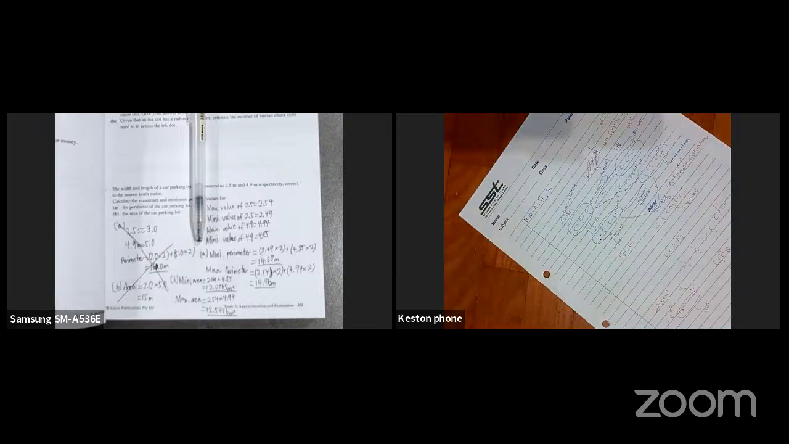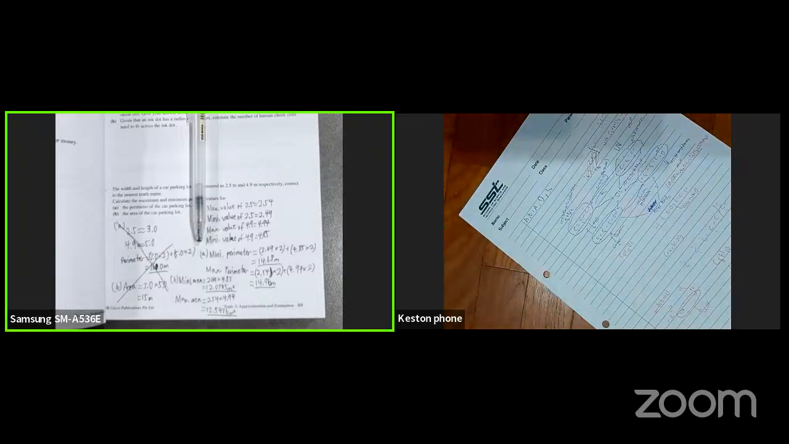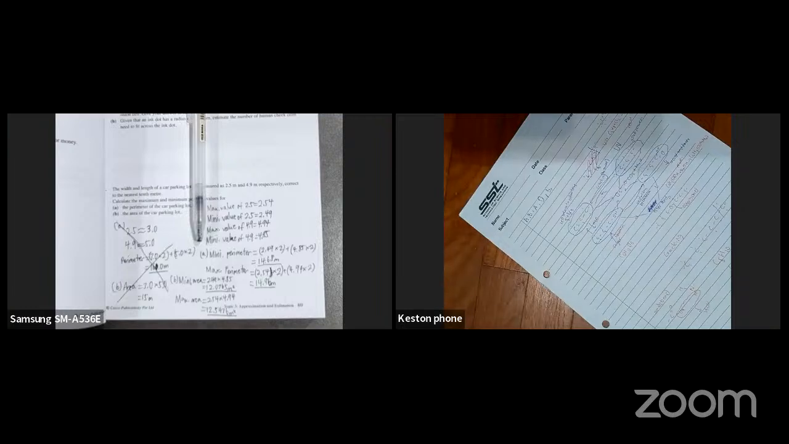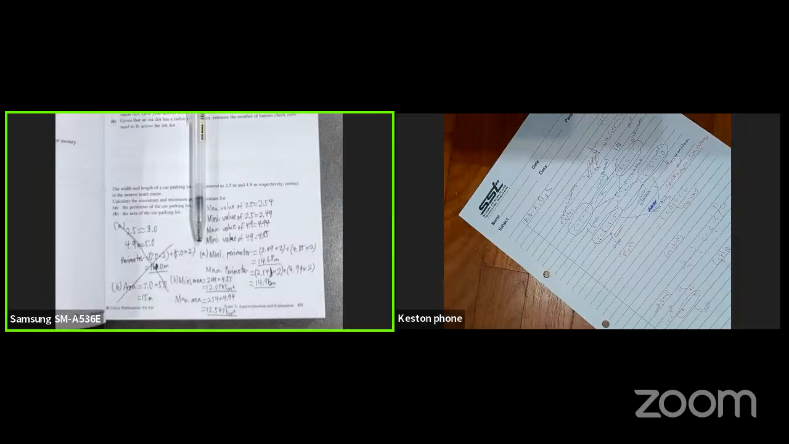Can you decide on your final answer now? I think it should be 3.15. Okay, because I agree, lower. I agree with you. This is correct. And then for the other guy, it will be this one, correct? Yeah, it will be down.